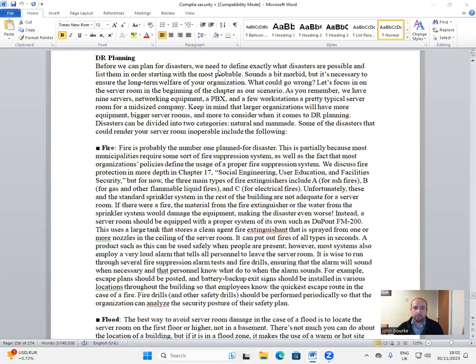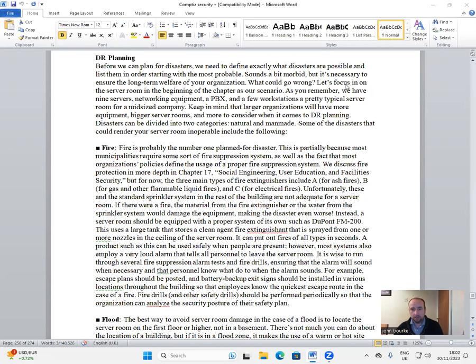Before we can plan for disasters, we need to define exactly what disasters are possible and list them in order, starting with the most probable. Sounds a bit morbid, but it is necessary to ensure the long-term welfare of your organization.